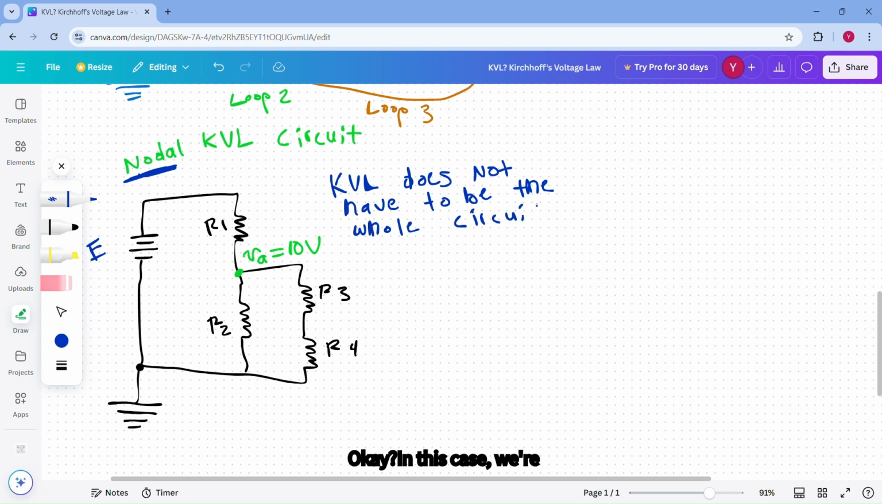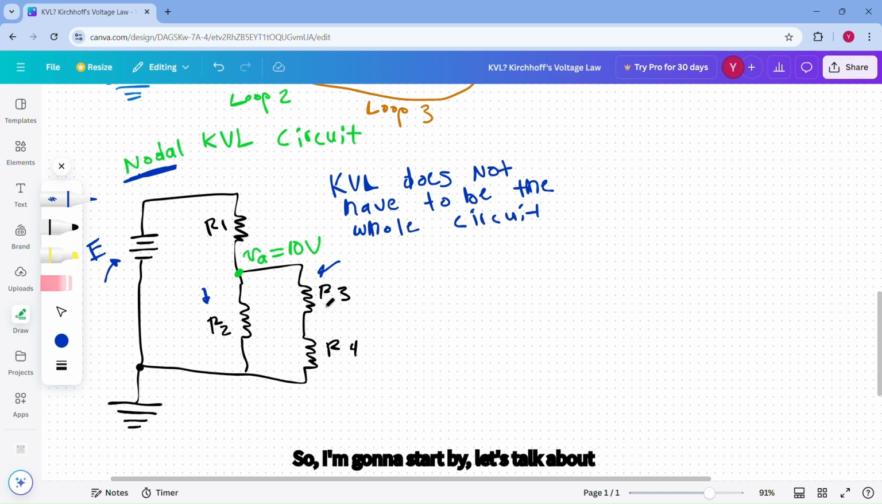Okay? In this case, we're given a voltage source right here. We're given 4 resistors. I have my R1 first. I have a nodal voltage at VA of 10 volts. And then I have R2 on this branch. And I have R3 and R4 on this branch. Okay. So that's a great start for me.